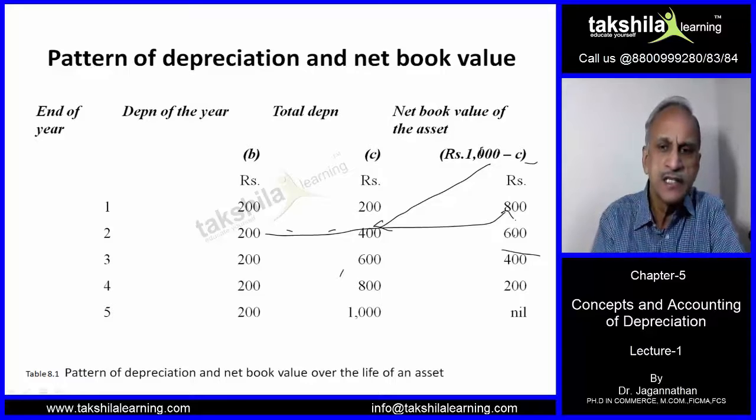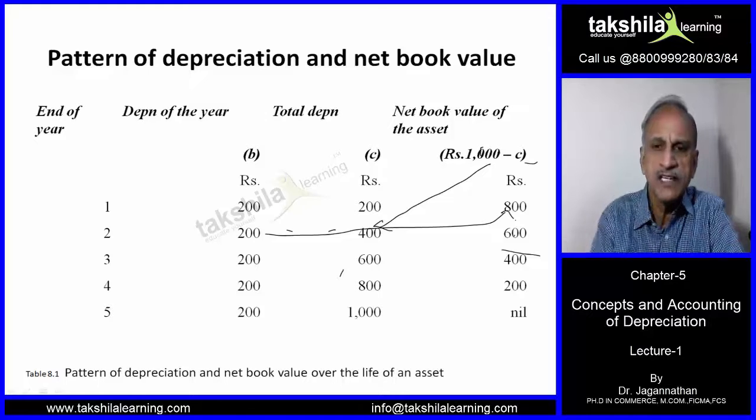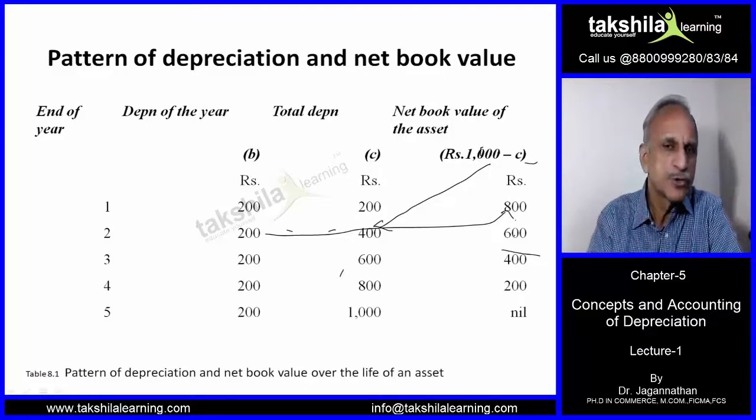So third year is 200, becomes 400 net book value. Fourth year again is 200 depreciation. Accumulated depreciation is 800. 1000 original cost minus 800 becomes 200 rupees. Last year, the depreciation is 200. The total depreciation accumulated becomes 1000. So the book value becomes nil when you dispose it off.